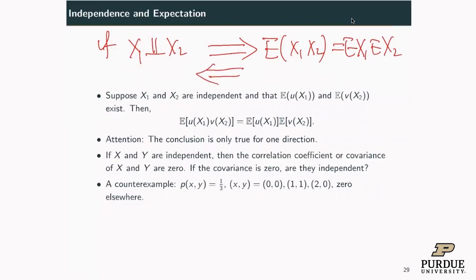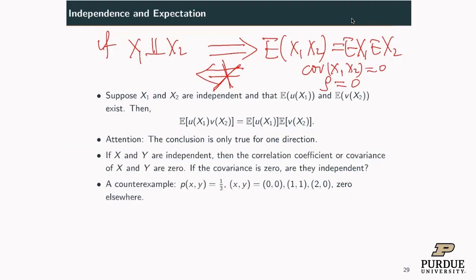Now, what happens in the other direction? If the expected value of x1 x2 is equal to the product of the expectations, are they independent? The answer is no. This is not true. If these are equal, that basically means the covariance of x1, x2 is 0. So that means rho is 0, the correlation coefficient of x1, x2 is 0.